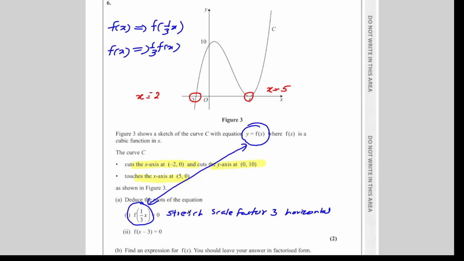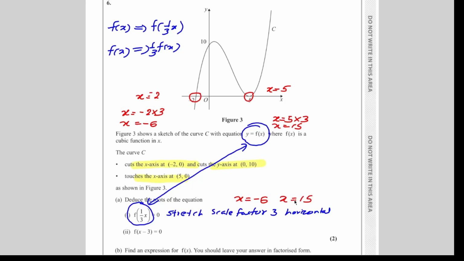So when applying the transformation for this one, we know that we need to multiply by 3, because this is dividing by 3. Then x equals minus 2 multiplied by 3 will be x equals minus 6. So one equation is x equals minus 6. The other one would be x equals 5. Again, the scale factor is 3, then x equals 15. Then the equation of the roots would be x equals minus 6, x equals 15.